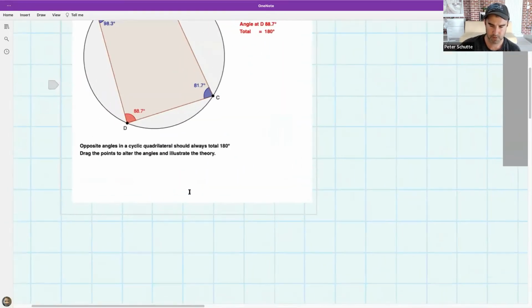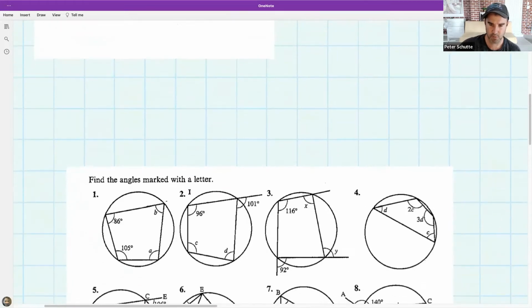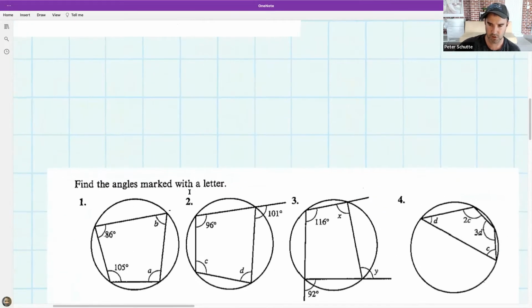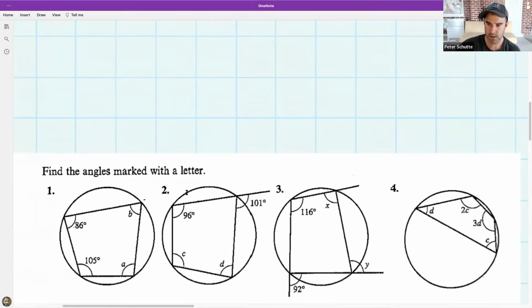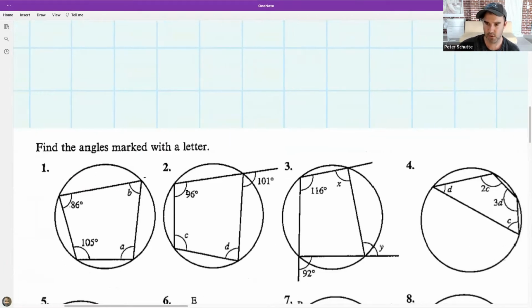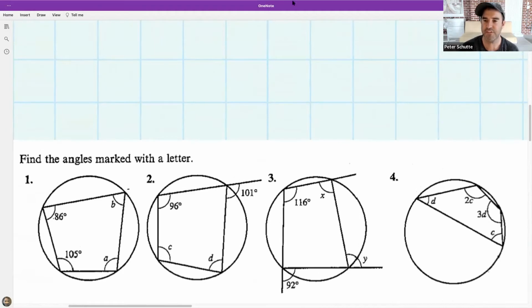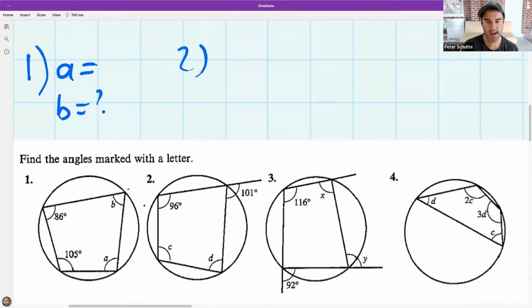Okay. So to start today, we're going to do these four questions over here. In these four questions, you have to find unknown values using facts about circles that I've introduced you to. In question one, in order to answer in the chat, you're going to go 1, A equals something, B equals something, 2, and so on.